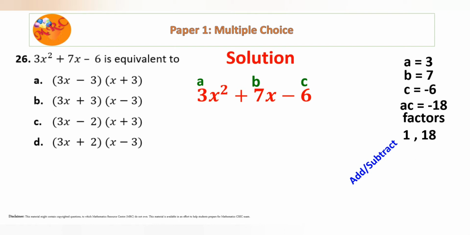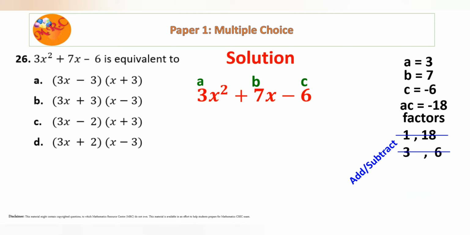So 1 and 18, when I add 1 plus 18, do I get 7? No. When I subtract 1 from 18, do I get 7? No. So 1 and 18 is not my answer, it's not my factors. Let's look at 3 and 6. When I add 3 plus 6, do I get 7? No. When I subtract 3 from 6, do I get 7? No. So 3 and 6 is definitely not my factors.